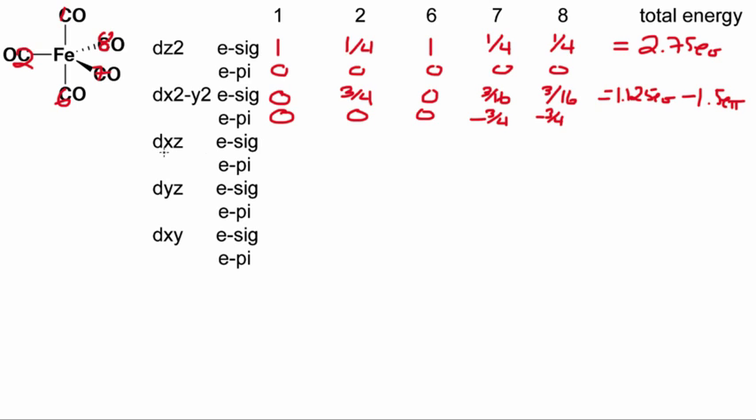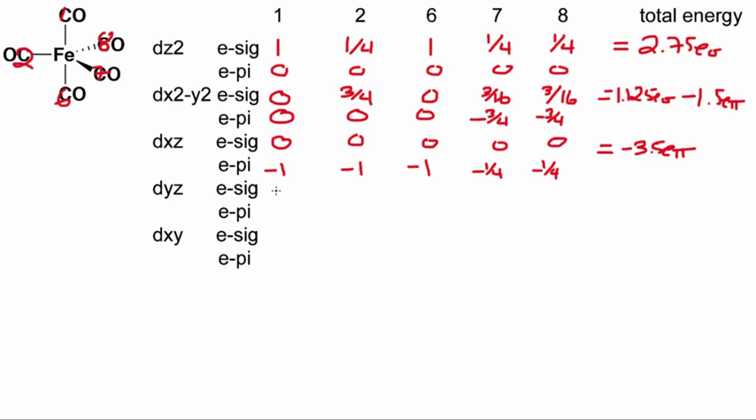The next orbital that we'll look at is the dxz. The dxz has a 0 sigma contribution for each ligand, so we will get zeros all across there. For the E pi, in the case of position 1, we will have a -1 value. For position 2, -1, position 6, -1, and then in positions 7 and 8, there will be very minimal overlap, and so we'll get a -1.4 in both of those cases. The energy change here is going to be a value of -3.5 E pi.